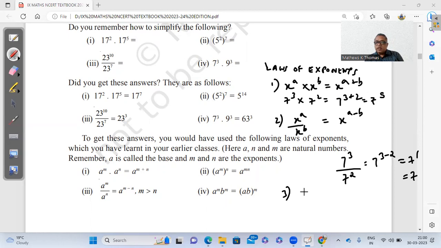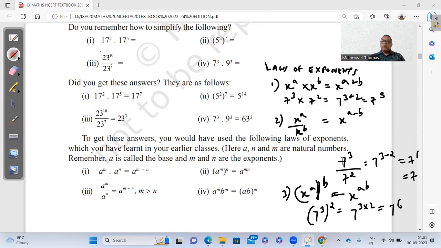Rule number 3 is if you are having two powers, okay, one power and then bracket another power, then the two powers themselves will get multiplied. So x to the power a whole to the power b will become x to the power ab. That is 7 to the power 3 whole to the power 2. Then you just have to multiply the powers. So we get 7 to the power 6. Okay. So when you're multiplying, the powers get added. When you're dividing, the powers get subtracted. If there are two powers, the powers will get multiplied.